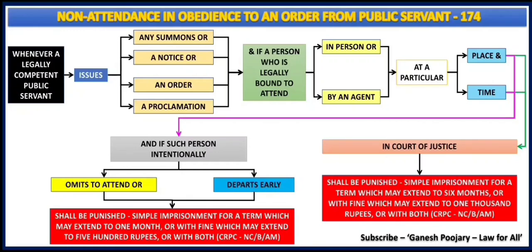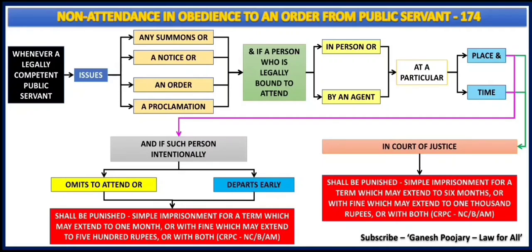When I say court of justice, follow the green lines. So the first half of the chart remains the same for both, but after place and time I have given a pink line for all other public servants and a green line where the attendance is required in the court of justice, and if somebody is missing the attendance in court of justice, then they will be punished. And what is the punishment? Simple imprisonment for a term which may extend to 6 months, or with fine which may extend to 1000 rupees, or with both. And both these offences under CRPC are non-cognizable offences, bailable offences, and any magistrate can conduct the trial.